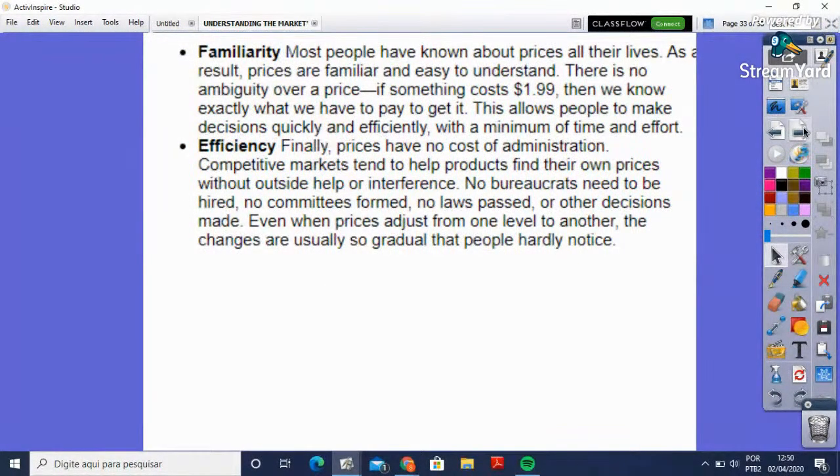Why is price also good? We're talking about something that's familiar. Everybody's familiar with a price. If I tell you something costs $1.99, you will know how much $1.99 is. You will make your decision if you're going to buy it or not quickly and efficiently with a minimum of effort. Efficiency. What is efficient? When you have a price, there is no cost of administration. You have no bureaucracy. Prices can adjust from one level to another, but usually these changes are so gradual that we don't even notice. So they're very efficient.